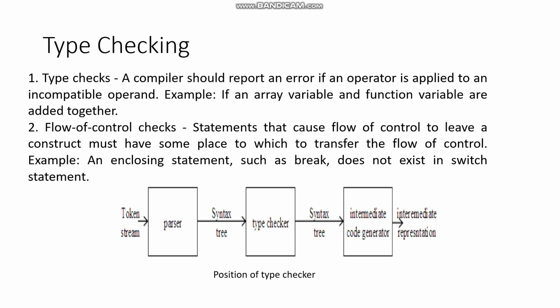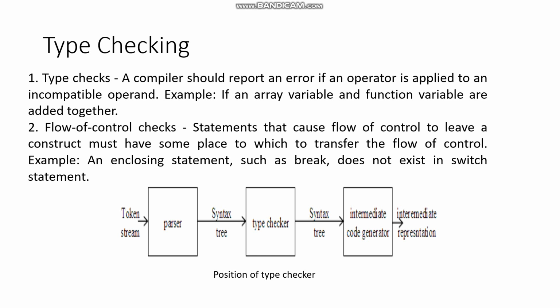You can see here the position of the type checker. As I already said, first of all the token stream is given as an input to the parser. The parser then generates the syntax tree or the parse tree for the particular token stream. Once the syntax tree is generated, it is given as an input to the type checker. Then once again, after type checking, the syntax tree is revised, and after that it is given to the intermediate code generator, and at the end it is the intermediate representation.